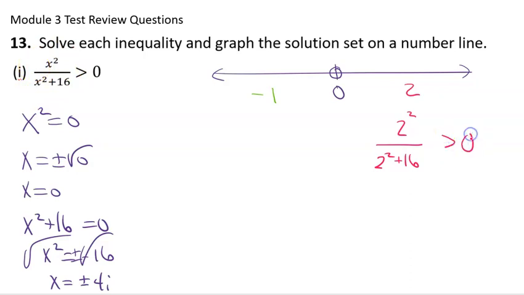So greater than 0, 2 squared is 4. 2 squared is 4 plus 16 is 20. Is 4 over 20, which of course is the same as 1/5, greater than 0? You bet it is. So I shade that in.